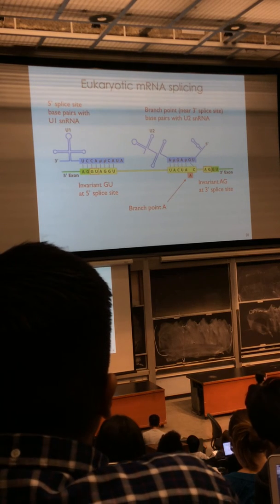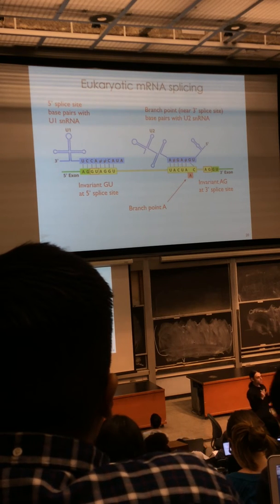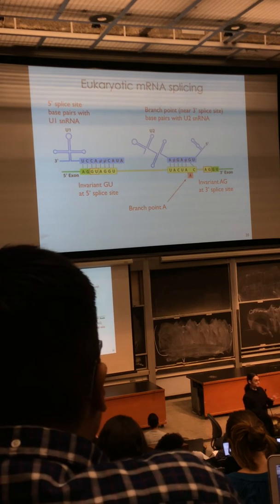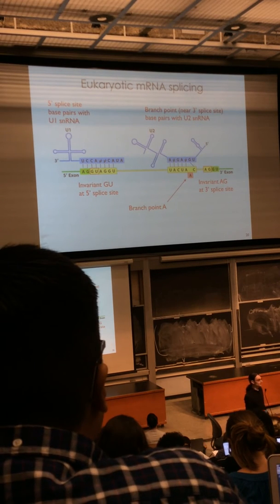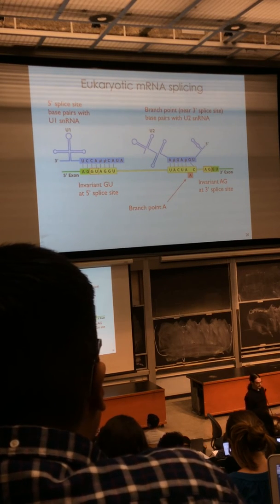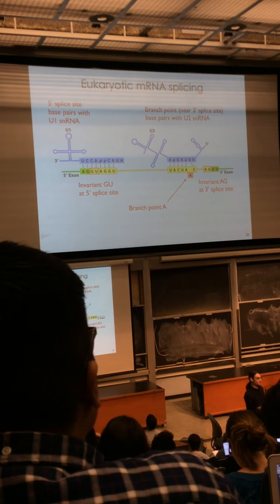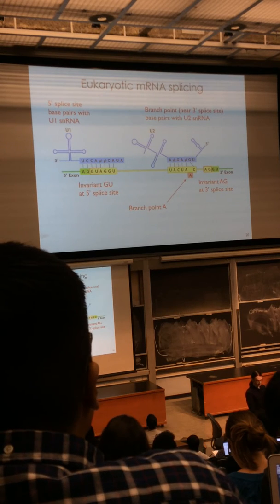So there's a little bit of constraint on the sequence of the exon, but most of the sequence information to specify the 5' and 3' splice sites and the branch point that's located right near the 3' splice site is present in the intron, and so the coding sequence can essentially contain whatever protein coding information it needs to contain.